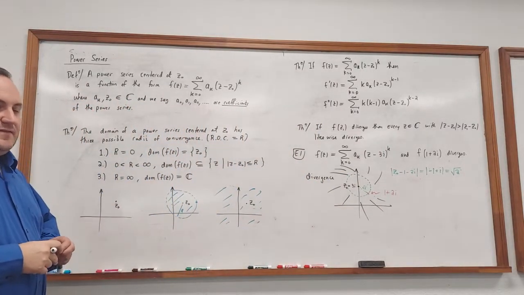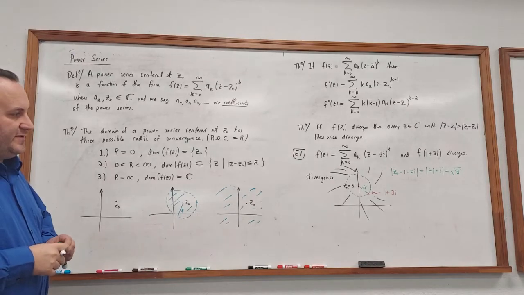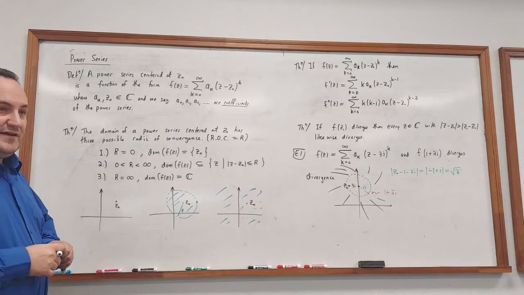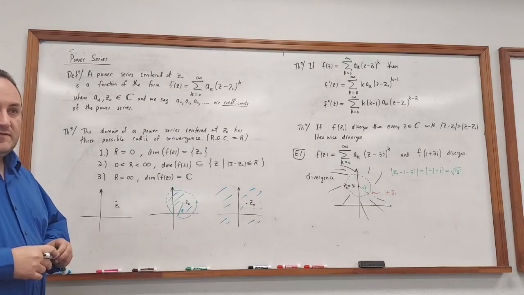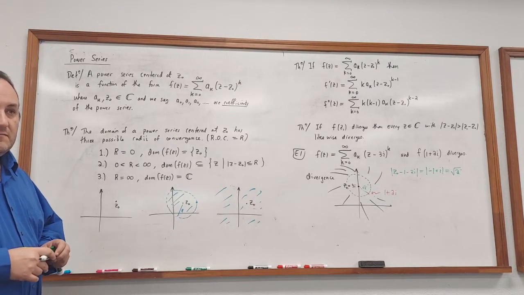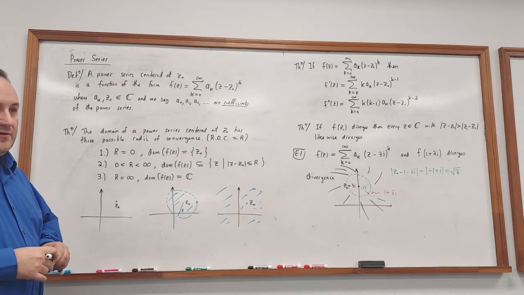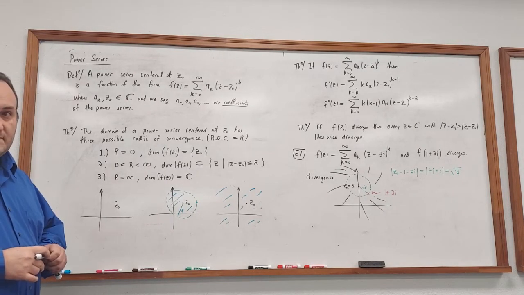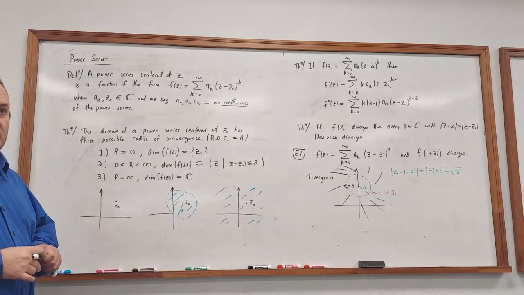Now, does this mean that the domain of the power series is everything out to 1 plus 2i? It does not. We don't have enough information to say with authority what the domain of this power series is. But what we do know is it can't be bigger than the green circle. Divergence is outside the circle.